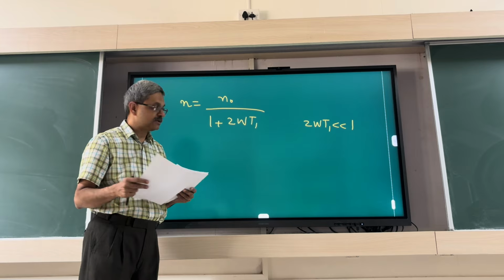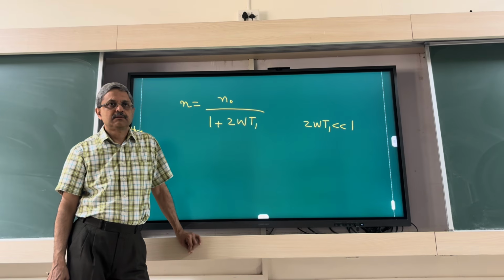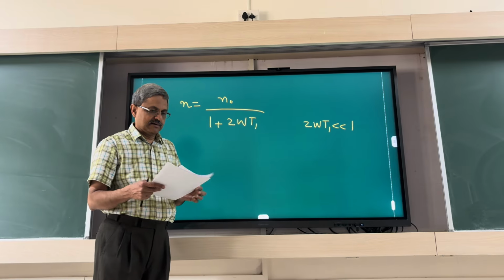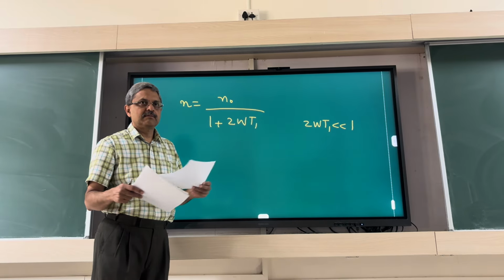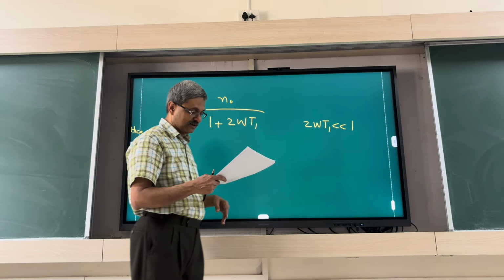Sir, if we are using a strong RF field, but the T1 value is much lower, maybe due to magnetic fluctuations, then will it be n equal to n naught or not? So you have different possibilities now.